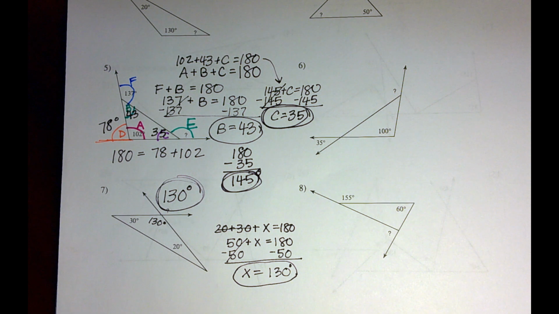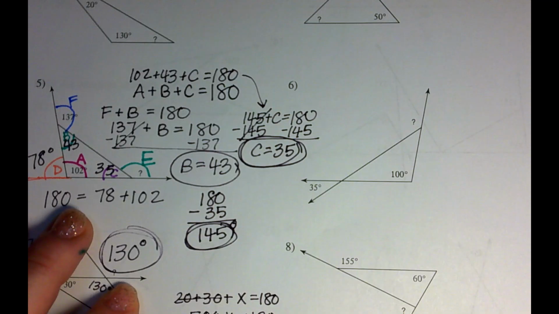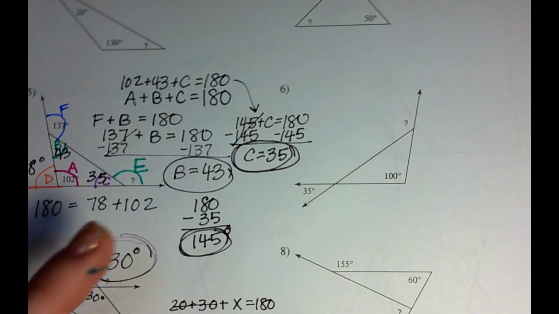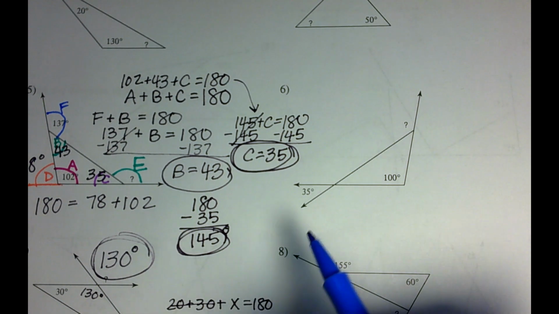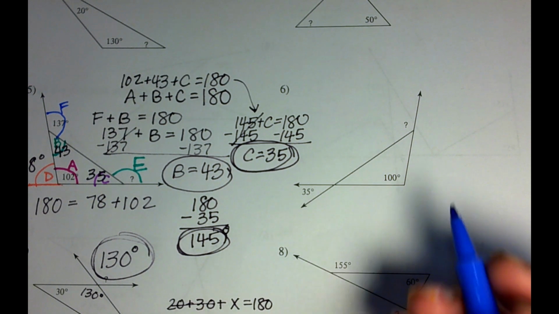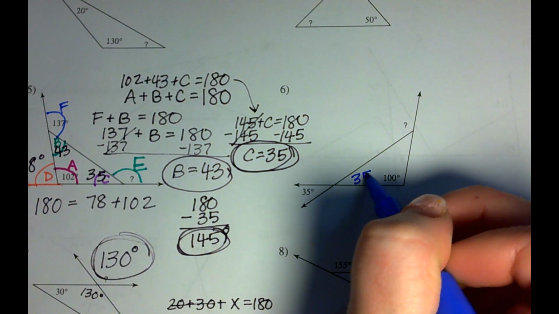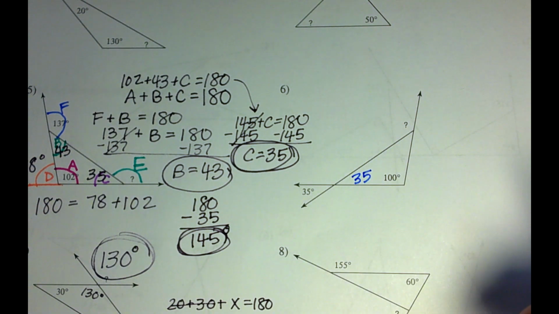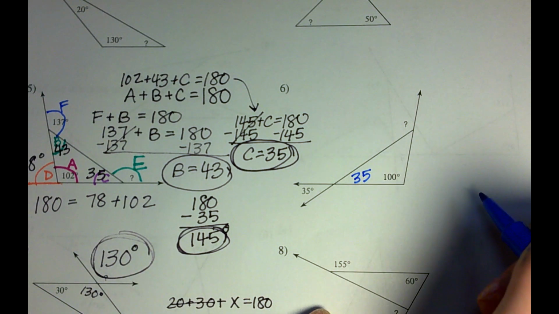Okay. Let's look at number 6. Who wants to tell me how they did it? Who thinks they got it? What'd you do? So I found there's 35. We know that the interior angle is going to be its vertical pair, but it's also 35 inside. Then 100 plus 35, and then you just subtract that from 180.